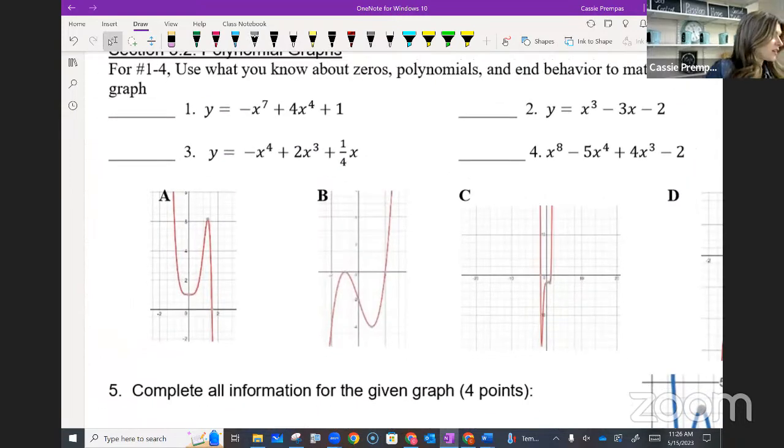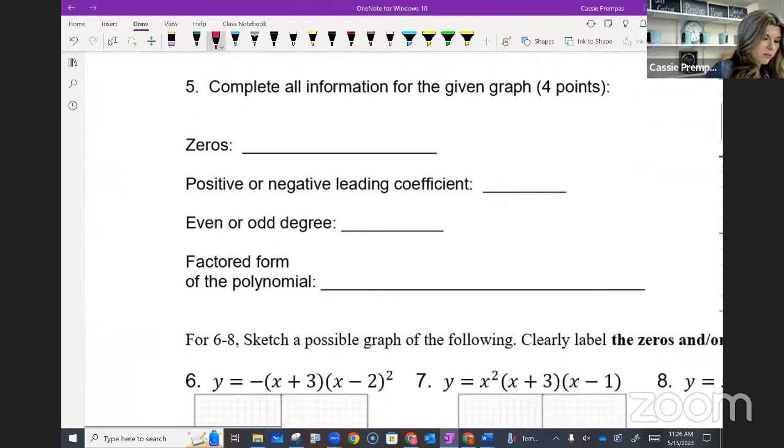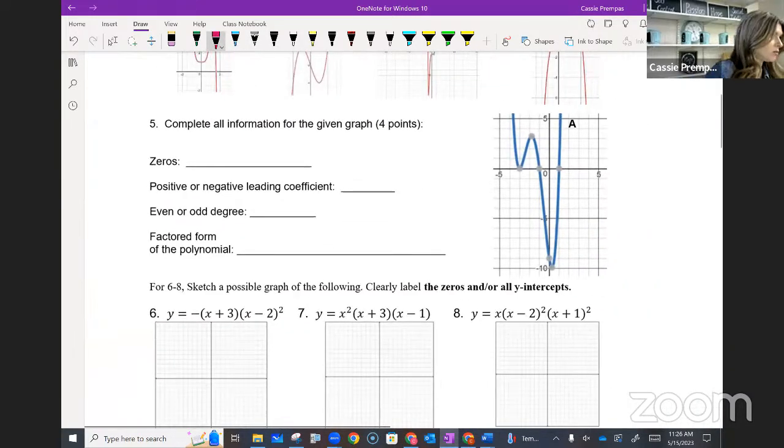So let's just do one of these together. Like number 1, this is standard form, so you don't have to add any exponents. You're just looking at this first piece. It's a negative leading coefficient with an odd degree. Up, down. Yep. So which one of these is up, down? Correct. So number 1 is A. I'm going to skip because some of these I want you to come back to and try on your own.